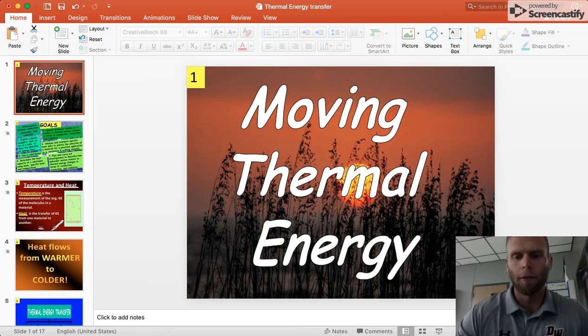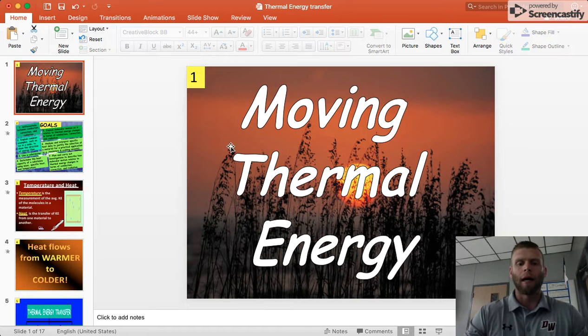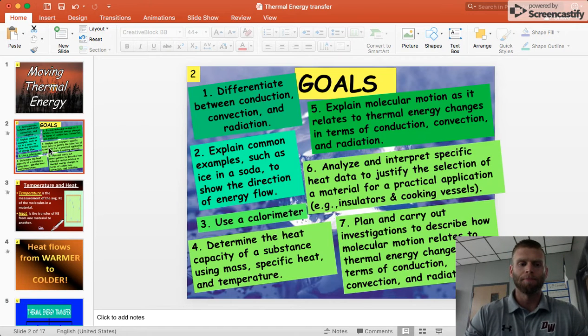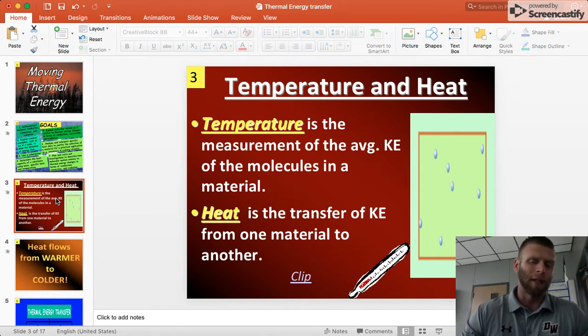All right, so today we're going to be talking about moving thermal energy. Thermal is heat, so we're going to talk about how that heat energy is moving. Our main goals today are to differentiate between conduction, convection, and radiation, and to explain some common examples of those, such as ice in a soda, to show the direction of energy flow. So, first, let's talk about temperature and heat.